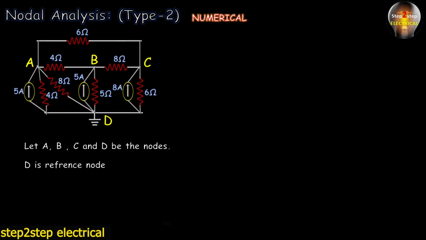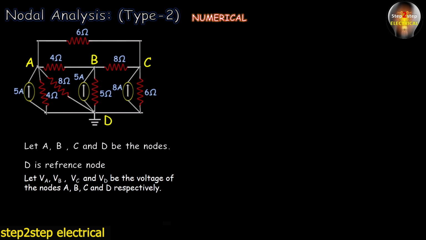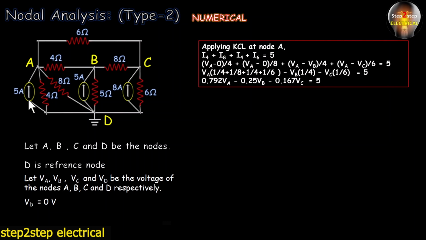Similarly, we will also assume VA, VB, VC and VD are the voltages of the nodes A, B, C and D respectively, where VD is equal to 0 volt as we have discussed earlier. Okay, so let's apply KCL at node A, and here again we have assumed 5 ampere is the only current which enters node A. So we can write I4 plus I8 plus I6 is equal to 5.